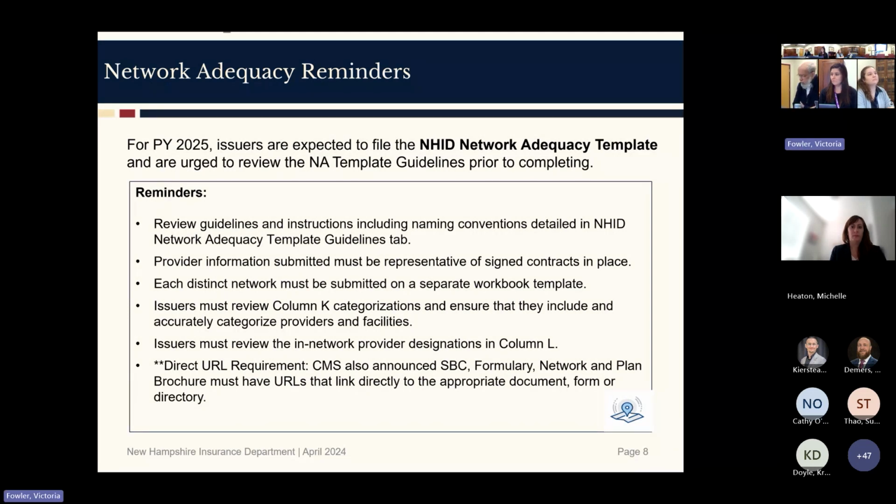Also, please abide by the requirements set by CMS in regards to the URLs as it pertains to the SBCs, formulary, network, and plan brochures for each specific plan offered. And one last thing, please make sure that the formatting is correct when filling out the templates. You should be using the numeric format. This will enable the tool that we use to read the NPI codes as well as the zip codes.